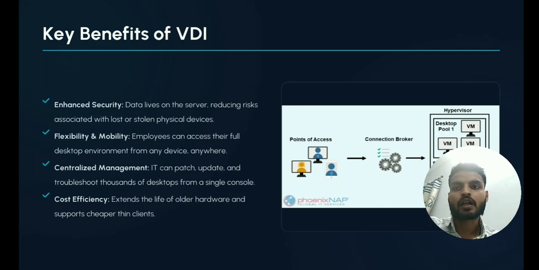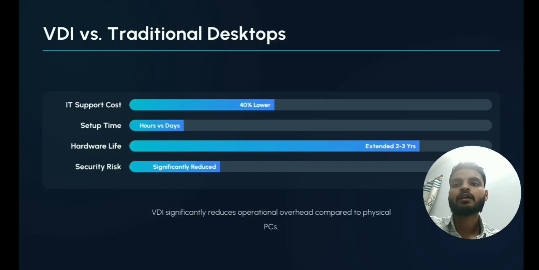Third point is centralized management. IT can patch, update, and troubleshoot thousands of desktops from a single console. Fourth point is cost efficiency. It extends the life of older hardware and supports cheaper thin clients.